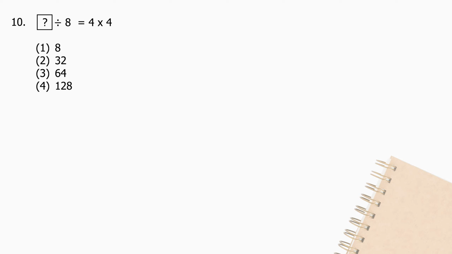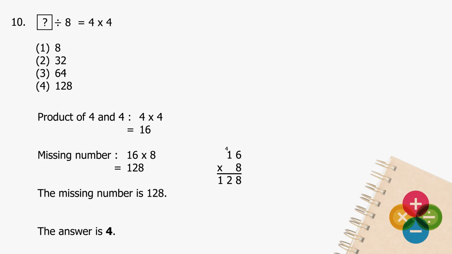Question 10. Divide missing number by 8. It is equal to multiply 4 by 4. The product of 4 and 4 will be multiply 4 by 4, and the product is 16. The missing number will be multiply 16 by 8, and the product is 128. The missing number is 128. The answer is 4.